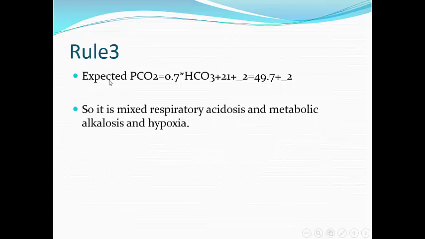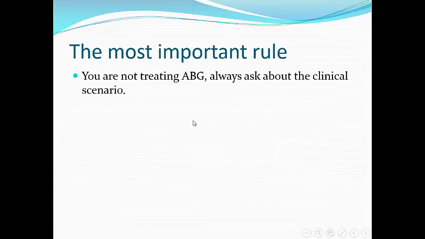Another scenario, the patient may have chronic obstructive lung disease or chronic lung disease and cor pulmonale and gastric congestion and repeated vomiting leading to metabolic alkalosis. Third scenario, it could be metabolic alkalosis due to mineralocorticoid excess, and this mineralocorticoid excess leading to hypertensive emergency with pulmonary edema and respiratory acidosis. Please, the most important rule while you are dealing with the ABG: you are not treating an ABG. Always ask about the clinical scenario.